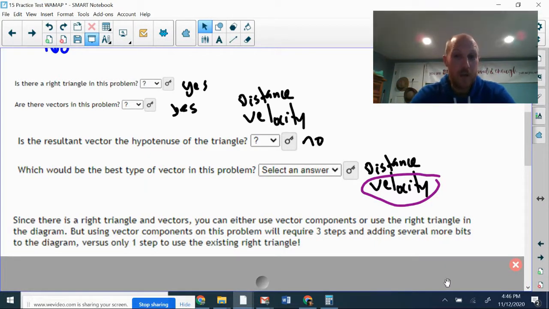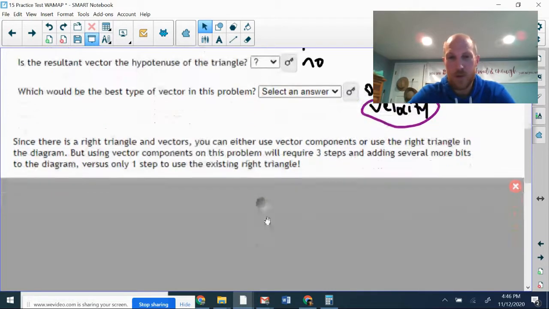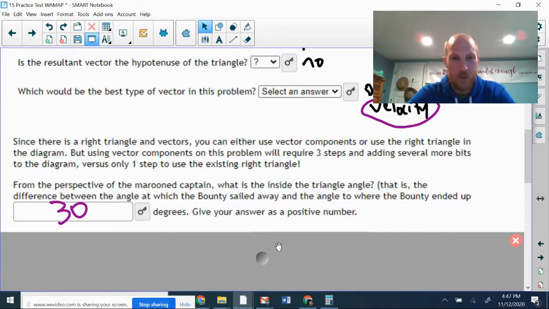Since there is a right triangle and there are vectors, you have some choices. You could find vector components for the two vectors, the ship's direction and the current. You could find the x and the y component of each of those and add them together, or you could use the right triangle since we just established that there is one. Using vector components will take more steps. It's totally possible, but it's only one step to use the right triangle. I'm going to go with the right triangle.